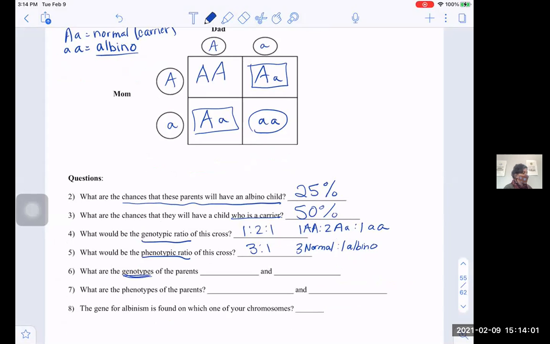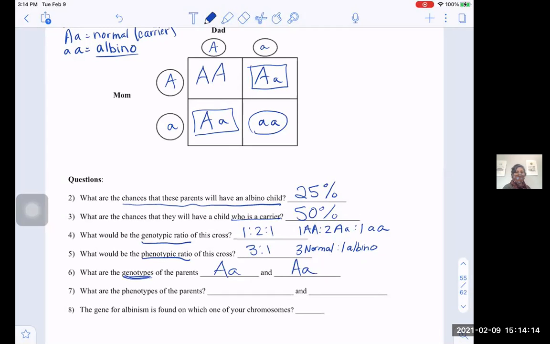Yep, so they're both heterozygous. And then what is their pigment color? What's their phenotype? Are they albino, mom and dad? If they have the big A, that means that they are both normal.